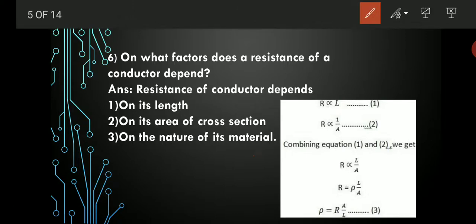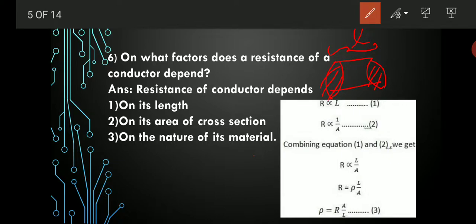Now consider a conductor. All conductors have some resistance, which means it is a property of a conductor that opposes the flow of current. Imagine this is a conductor, and this is the length of the conductor, and this one is the area of cross section.